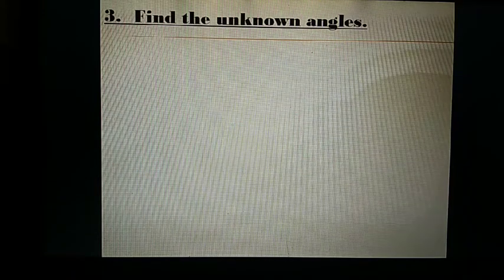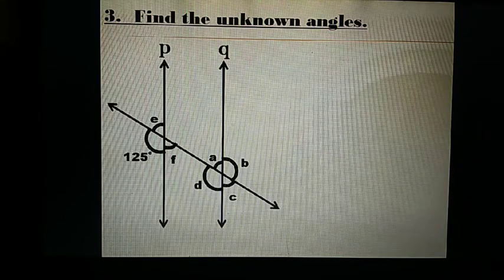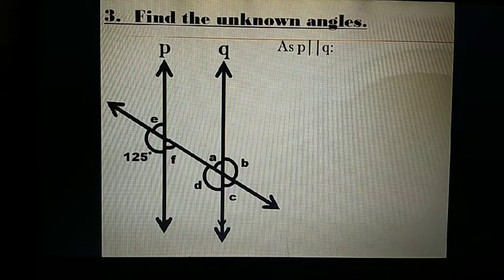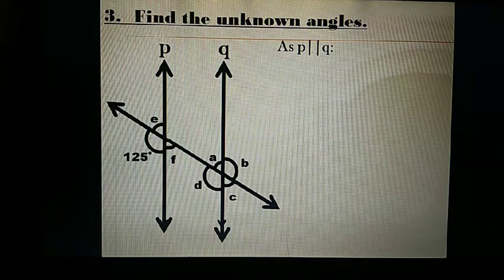Moving to the next question. Find the unknown angles. Here in the figure, P is parallel to Q, and the third line is the transversal. We are supposed to find the unknown angles. We will use all the properties. As you know, if the lines are parallel, the corresponding angles will be equal. Alternate interior angles will be equal. The sum of interior angles on the same side will be 180 degrees. We can use any of the properties. We can also use the linear pair of angles property.